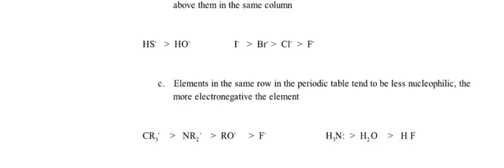Let's go back to the page we're on. All right, so letter C says elements in the same row on the periodic table tend to be less nucleophilic the more electronegative the element. So this carbon with 3 other carbon groups as an ion will be stronger than the nitrogen, which is stronger than the oxygen, which is stronger than your fluorine. Your ammonia is stronger than your water, which is stronger than your hydrofluoric acid. Like I said, the more electronegative the element, the less likely it's going to be a nucleophile. Not saying it won't be, but the stronger one is less electronegative.